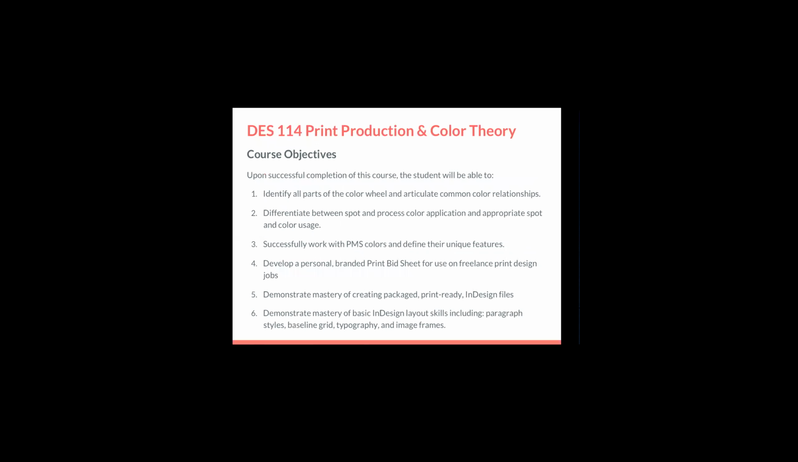All right, so the course objectives for this class, which is the Print Production Color Theory course, are to identify all parts of the color wheel and articulate common color relationships. Okay, so we'll take a look at that. Differentiate between spot and process color application and appreciate appropriate spot and color usage. I'm sorry, my throat's a little scratchy today. I'm trying to wake up here.